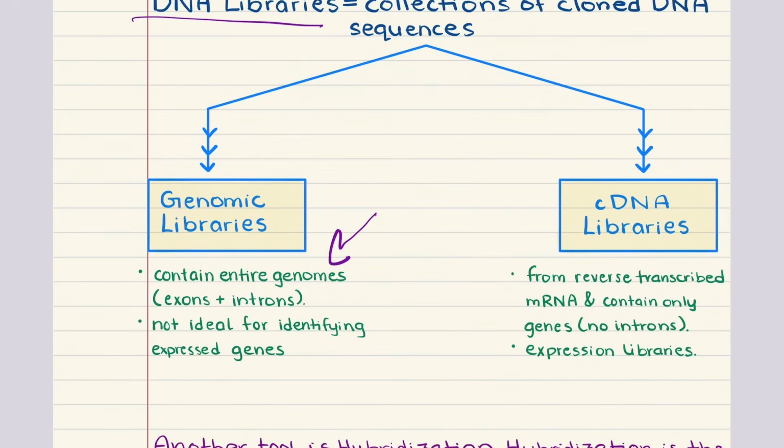These are comprehensive, but genomic libraries aren't ideal for studying gene expression because they also include DNA segments that aren't transcribed or translated. On the other hand, a cDNA library is created by reverse transcribing mRNA into DNA. So these libraries only contain the genes that were actively expressed in the original cell or tissue. No introns, just exons. That's why they're often called expression libraries. They focus on the functional genetic output.